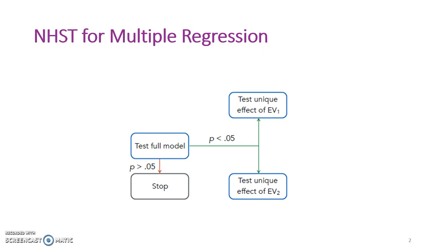And I've included a double-headed green arrow here to show you that we can do one or the other if we don't have some conceptual reason for looking at one predictor over another. Just select arbitrarily whichever one you would want to look at first. But the idea is that we then look at the unique effect of each predictor. And that's what we'll talk about in the next lecture.